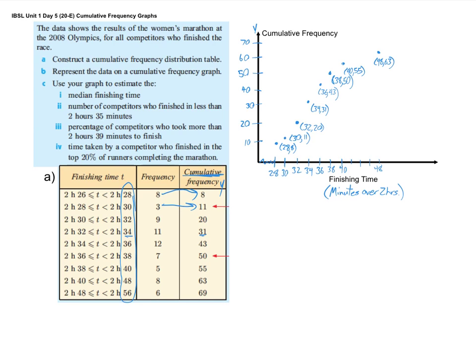And then finally another gap up to 56. So 50, 52, 54, 56. And it's 56, 69.